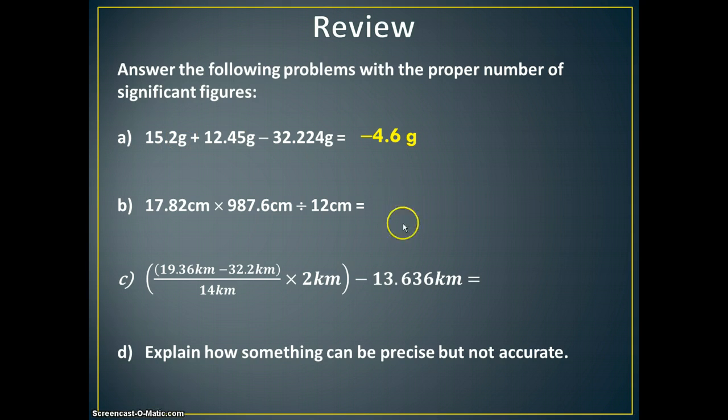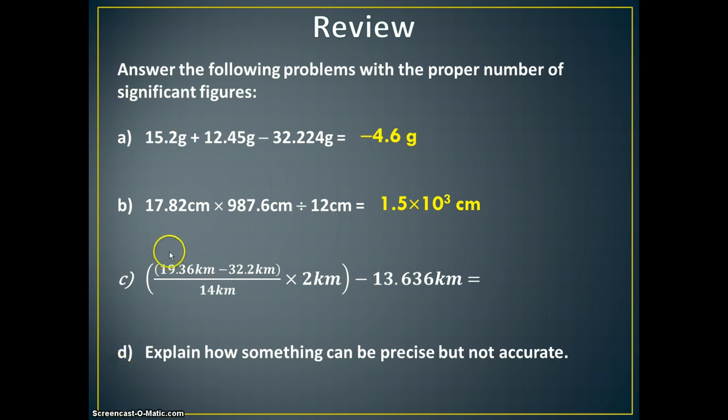The next set is a multiplication and division, where we're going to have 4 significant figures for 17.82, 4 significant figures for 987.6, and then 2 significant figures for 12. So my answer will only be allowed 2 significant figures, so I report it back in scientific notation as 1.5 times 10 to the third.